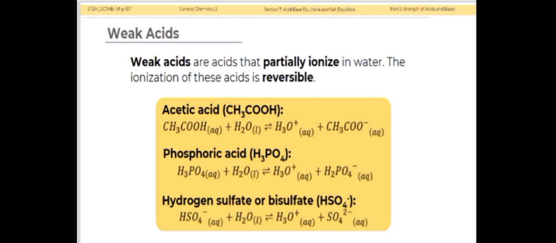Weak acids are acids that partially ionize in water. The ionization of these acids is reversible, suggesting that the reaction occurs in both forward and backward directions. Most acids are considered weak. Examples of weak acids are acetic acid, phosphoric acid, and hydrogen sulfate or bisulfate ion.